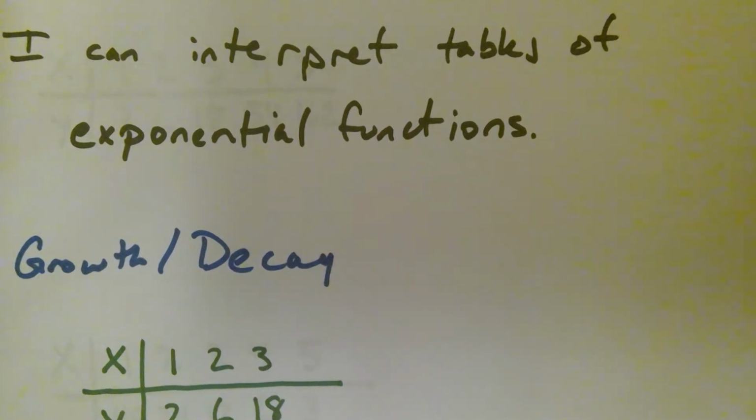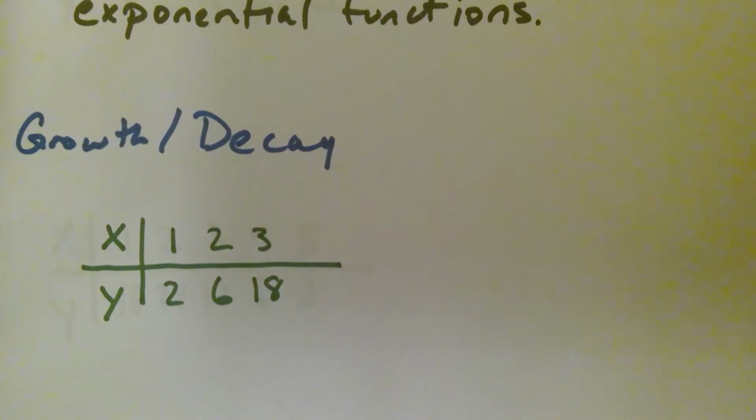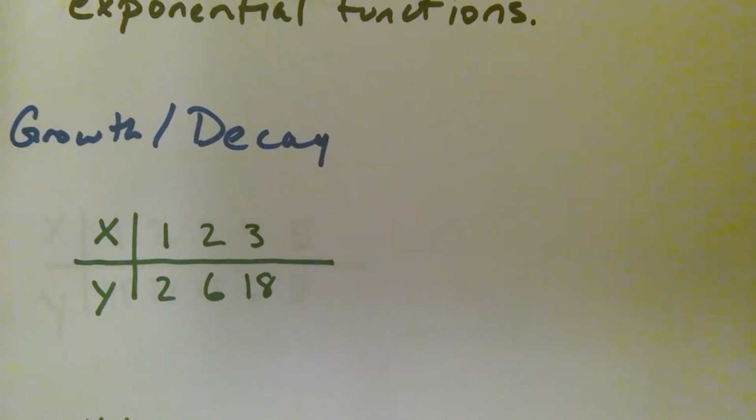This video is going to be about interpreting tables of exponential functions. So we're going to start off with growth and decay. We've been talking about exponent properties for a while now, and we're going to start to look at tables to try to see what an exponential function is. It's a bit different than a linear function, which we've seen before.